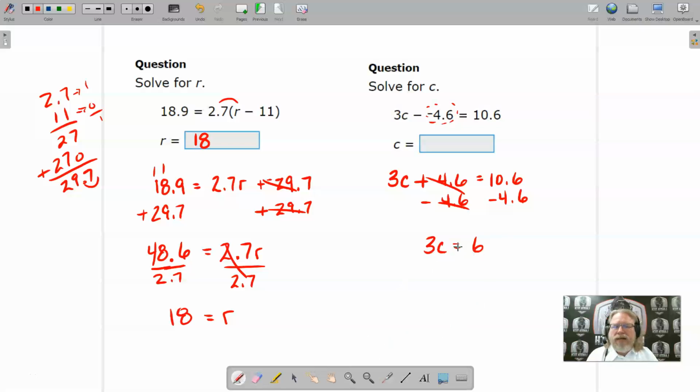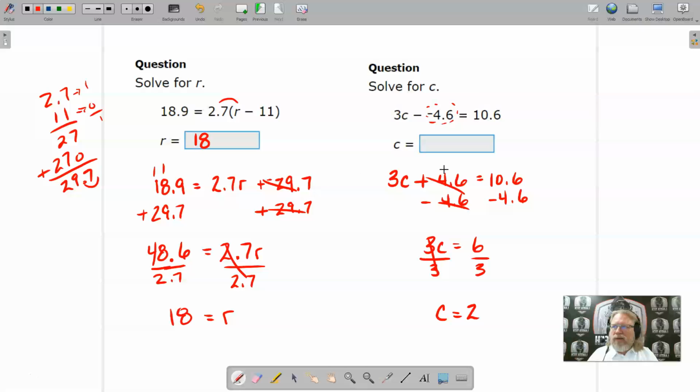And now the 3 is tied to the c through multiplication. The opposite operation is division. We're going to divide by the very number we wish to get rid of, which is 3. And what we do to one side, we do to the other. The 3s cancel each other, leaving us with just c. And 6 divided by 3 is 2.